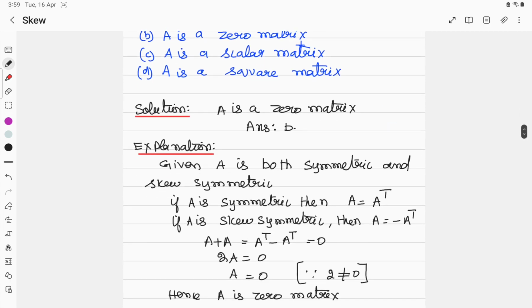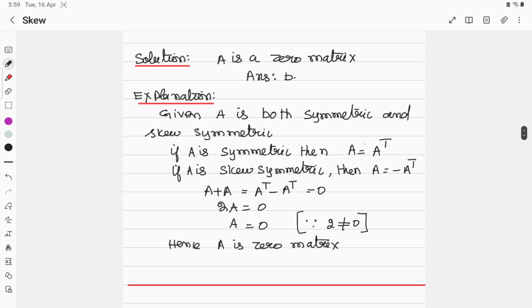Let's see the explanation. Given A is both symmetric and skew symmetric. A is symmetric, now A is equal to A transpose. A is skew symmetric, now A is equal to minus A transpose. So if you add both sides, A plus A is equal to A transpose minus A transpose is equal to 0. That is 2A is equal to 0. A is equal to 0. Therefore A is a zero matrix.